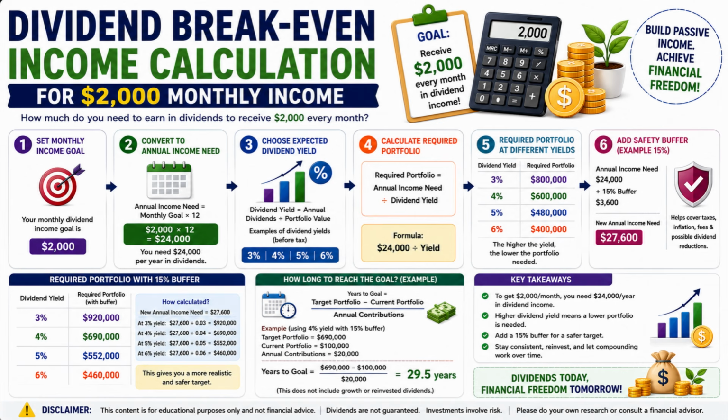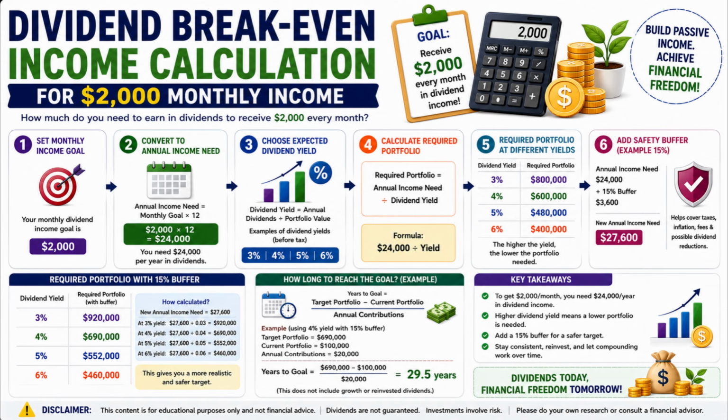At a 3% yield, $27,600 divided by 0.03 equals $920,000. At a 4% yield, it equals $690,000. At a 5% yield, it equals $552,000. And at a 6% yield, it equals $460,000.